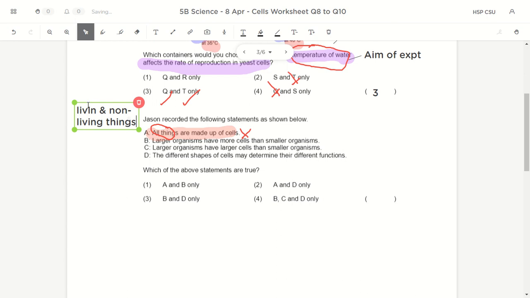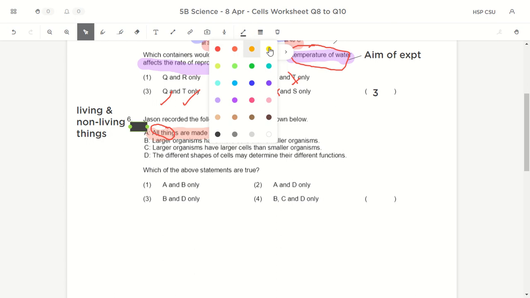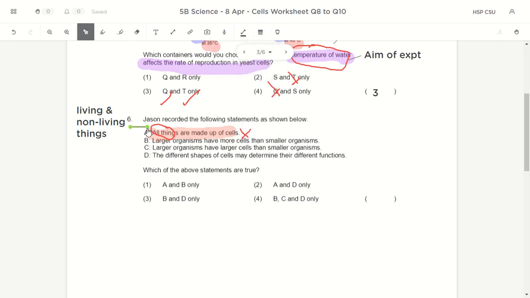All right, we know that living things are made of cells, correct? So let's link them together first before we continue. Jason said all things are made of cells, but you know that cells are the basic building block of life, so it must be living. Only living things have cells, but non-living things do not have cells because they are not alive. So all things are made of cells is wrong because living things have cells, but non-living things don't. That's the main problem of this statement.